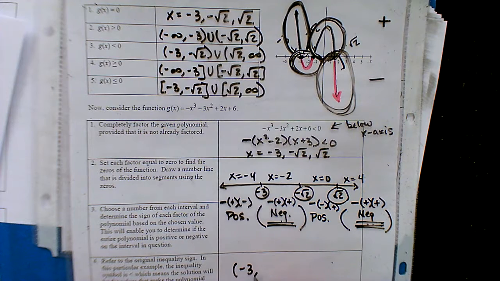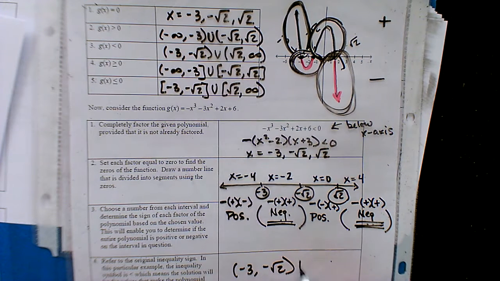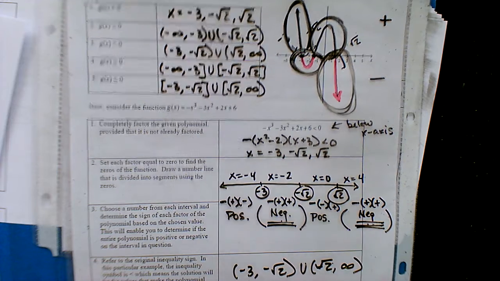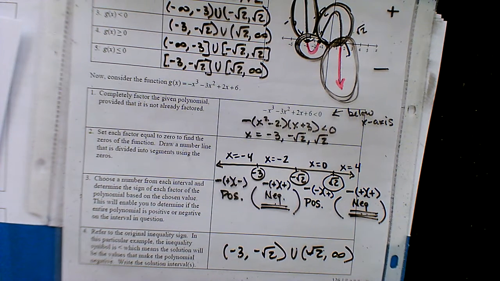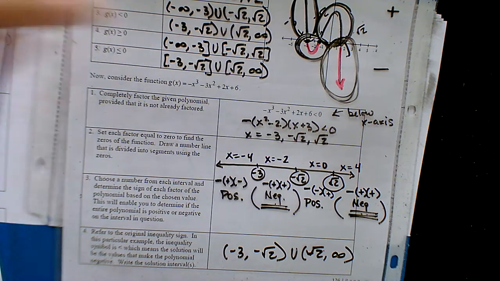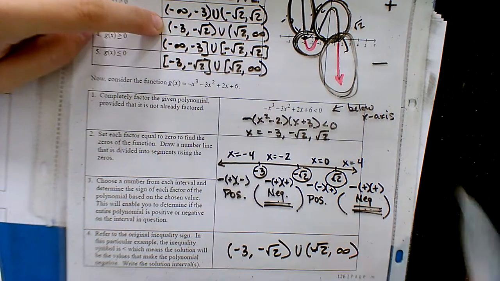So we'll write it out. Negative 3 to negative square root of 2, all in parentheses. Positive square root of 2 to infinity with parentheses. And it matches number 2, just like we said it should, right? Looks good. Oh, not number 2, number 3. My bad. Number 3.